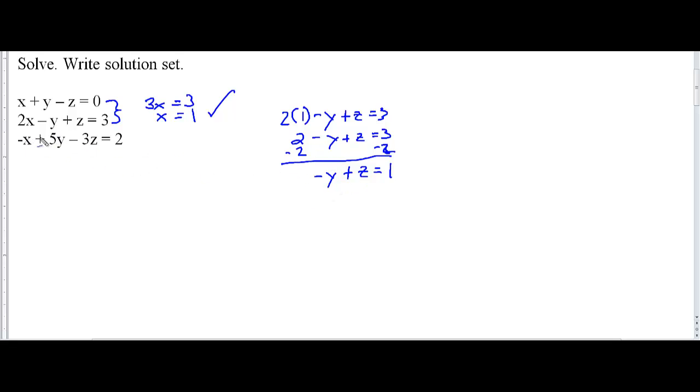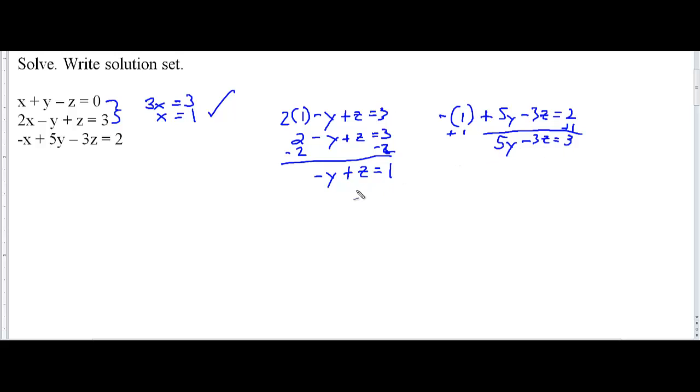So now I'm just going to look at taking my bottom equation and plugging 1 in for that x as well. There we go, negative 1 times the negative there, plus 5y minus 3z is equal to 2. So I've got 5y minus 3z, and I'm going to add the 1 to both sides, is equal to 3. So there are my 2 equations.